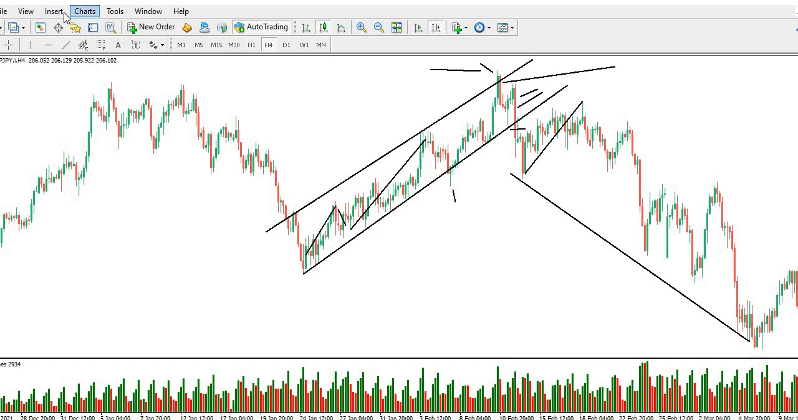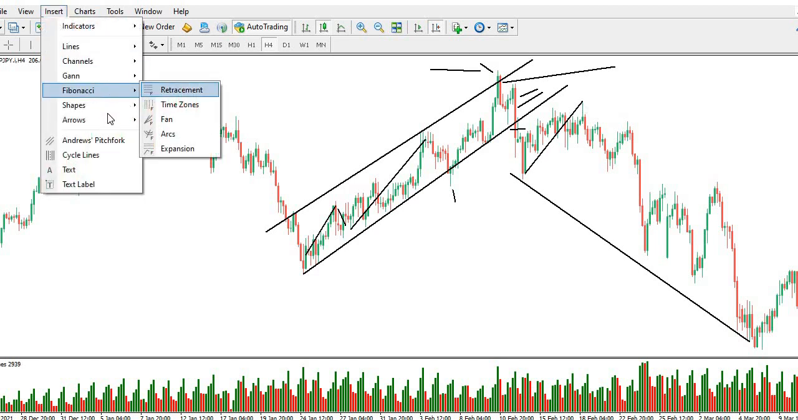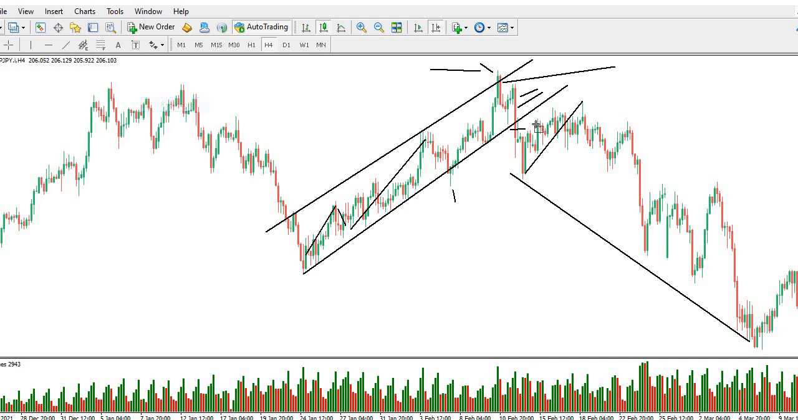The pullback move can last up to the area of previous support, which is now meant to become resistance, or the market will touch the lower trend line of the ascending channel, like this one. We can also enter at that point where we will place our stop loss.